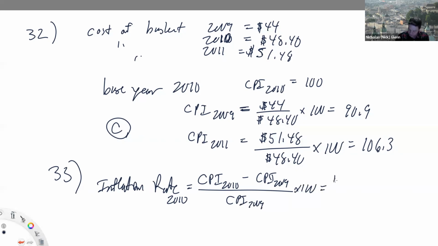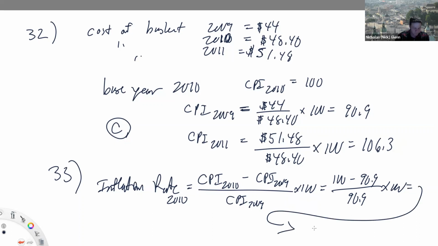CPI in 2010 was 100. CPI in 2009 was 90.9. Divide it by 90.9, then multiply by 100. And what does this give you? Well, that should give you 10%. And that's going to be B.